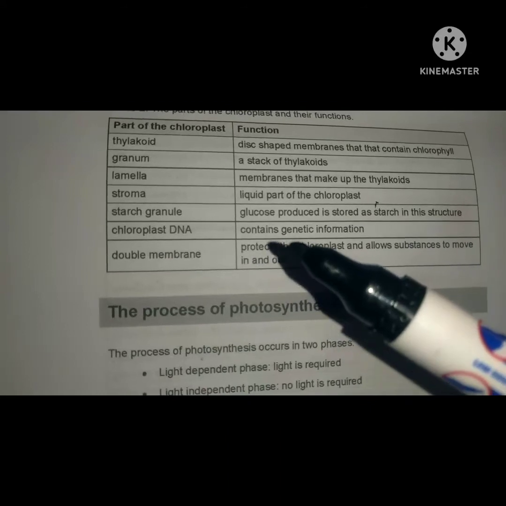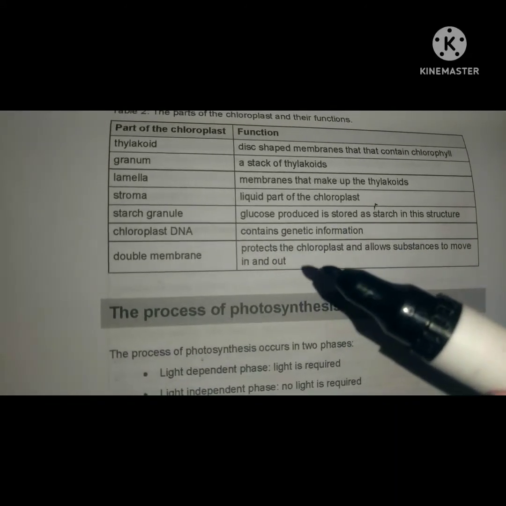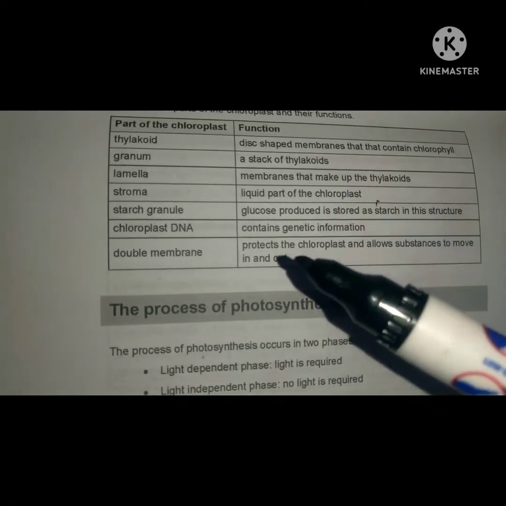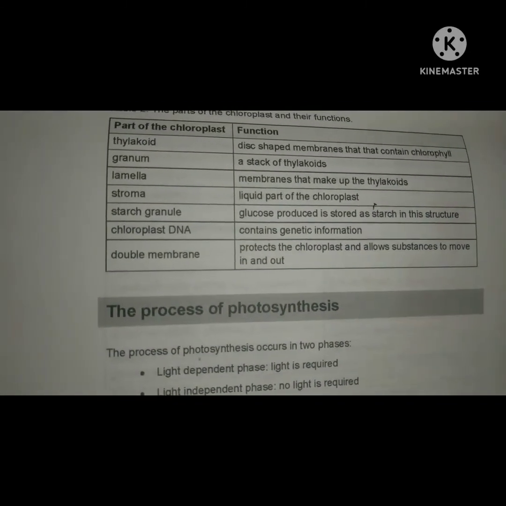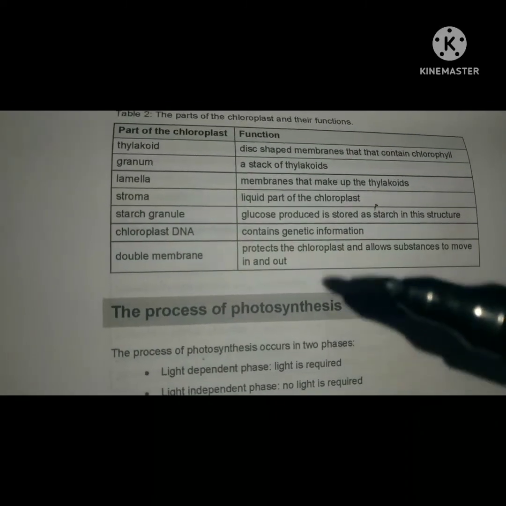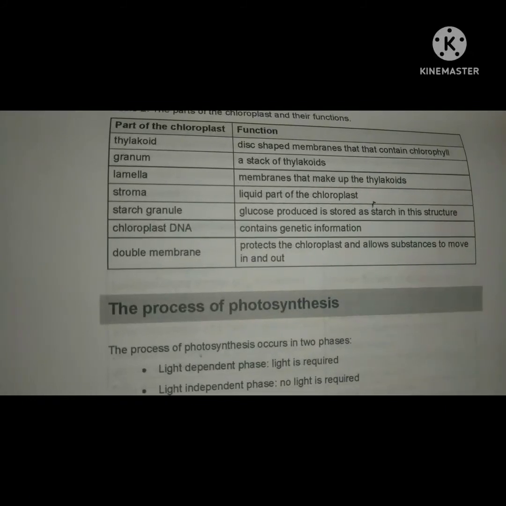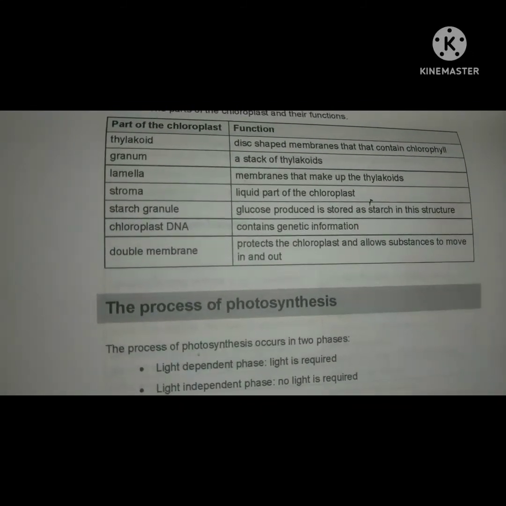So the chloroplast DNA contains genetic information, and the double membranes protect the chloroplast and allow substances in and out. So as we had said that carbon dioxide is required for photosynthesis, the double membrane will allow for the entry of carbon dioxide into the plant chloroplast.